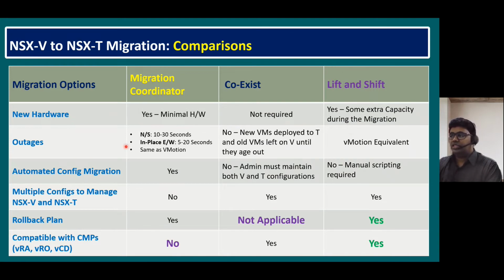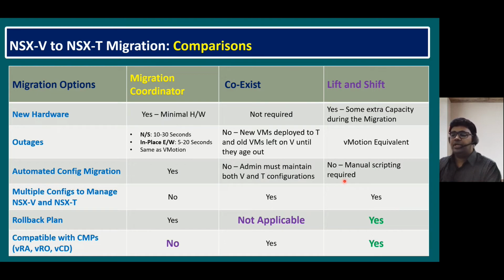Okay, and outages, definitely there will be no outage. It's almost like vMotion. Even with our migration coordinator there will be a minimal outage, but in the lift and shift method it's a completely greenfield environment, a smooth migration. The only challenge in lift and shift is that the customer has to purchase additional hardware. Okay, and automated config migration: no automation, manual scripting is required. And multiple configs to manage for NSX-V and NSX-T, yes, we have to maintain all the configuration information.